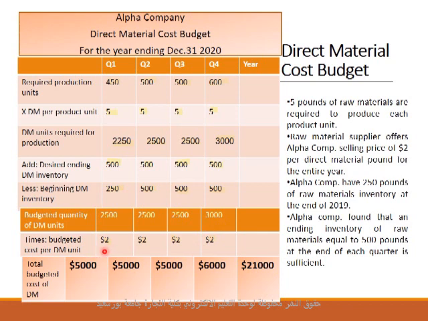This should be multiplied by the budgeted cost per direct material unit, and it's mentioned over here that the raw material supplier offers Alpha Company a selling price of $2 per direct material pound. So the budgeted cost per direct material unit is $2 per pound. Accordingly, the total budgeted cost of direct material is $5,000 in the first 3 quarters and $6,000 in the last quarter.